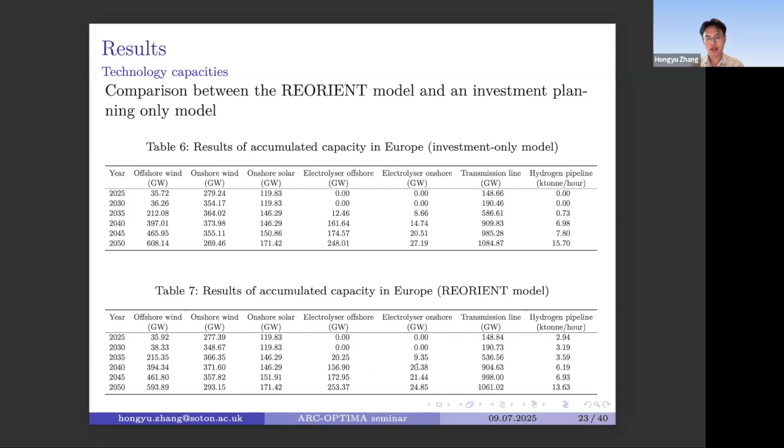And what is consistent in both cases is that it seems like the green hydrogen will be mainly produced offshore via offshore electrolyzers. That's quite interesting. And I think that's one of the main messages I want to send by looking at these two tables.